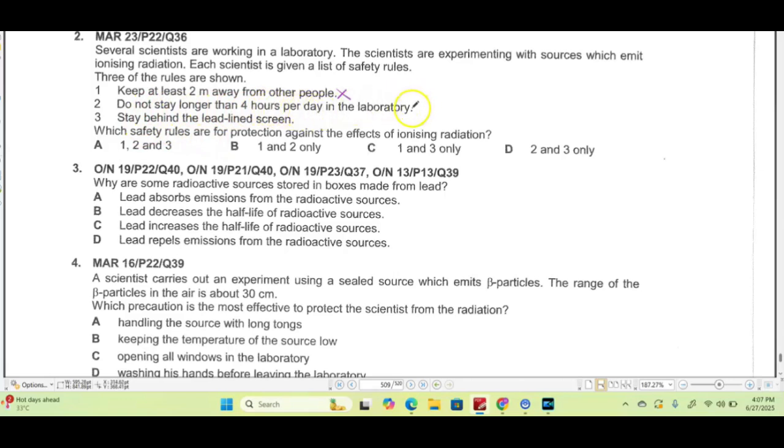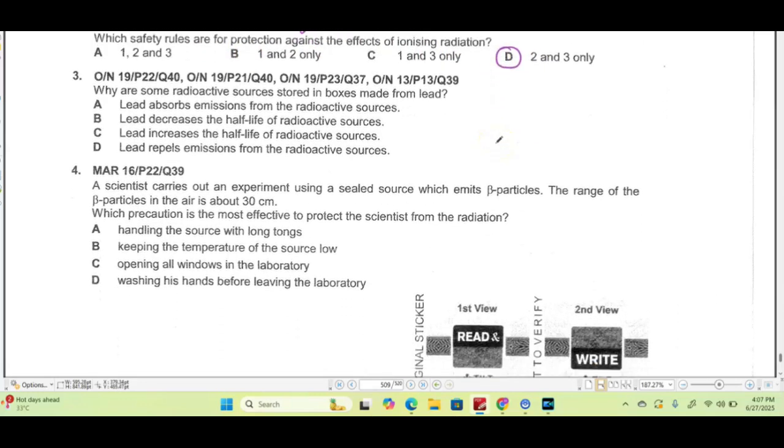Okay. This means that you should reduce exposure time. Stay behind the lead screen. Yes, this is also correct because lead absorbs radioactive emissions. So, the answer would be D, 2 and 3. Moving on to question number 3.